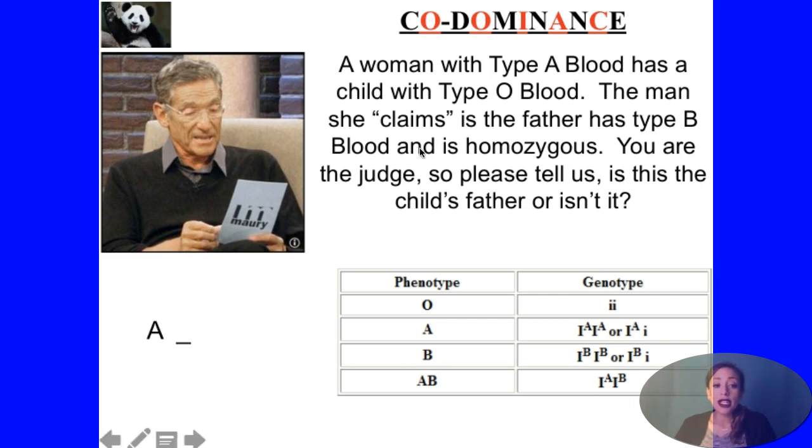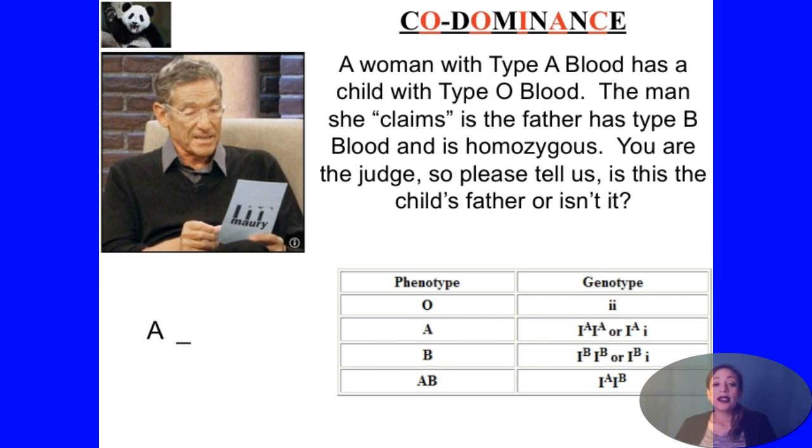So first things first, they tell you a woman is type A blood, but they don't tell you if she's actually homozygous right here, or if she's heterozygous, which is this one right here, because she has an A and then an O genotype. So they don't tell you, they just tell you she's blood type A. So that could be either of these. That's why I put a little dash down there.